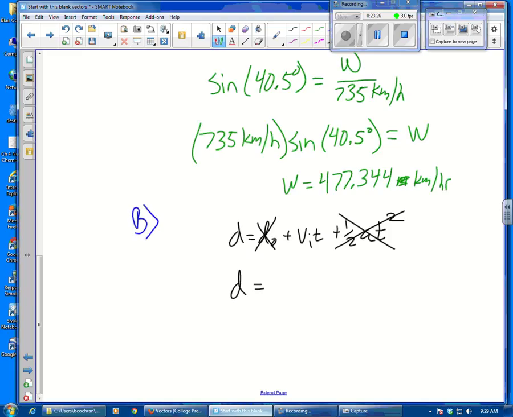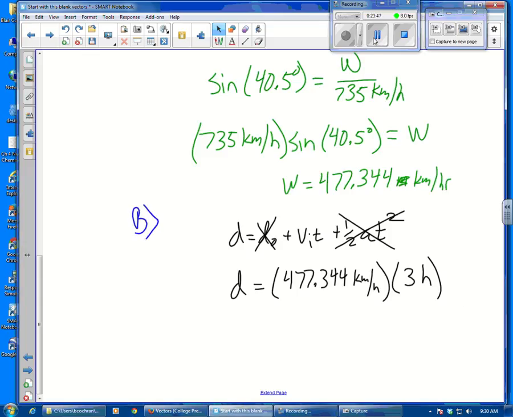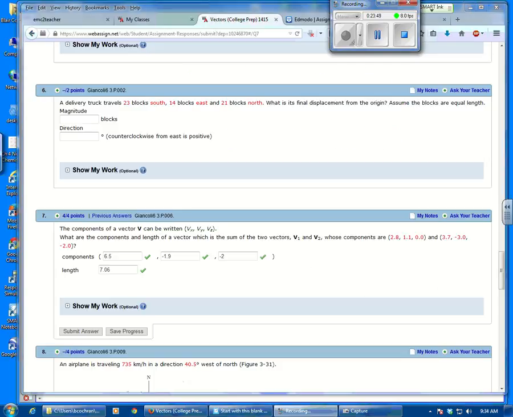In this case, I'm just going to do the westerly, so 477.344 kilometers per hour multiplied by 3 hours, and I get the correct answer. But I think it's also good to understand that every hour I move that far, so 3 hours, I move 3 times that. You got it, Isaac. All right, we're going to endeavor to get 6 done here.